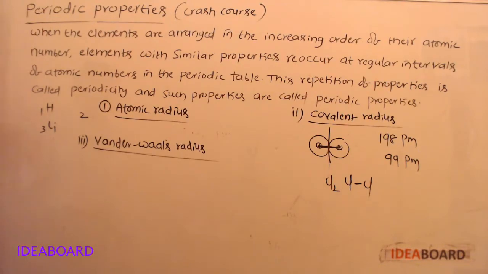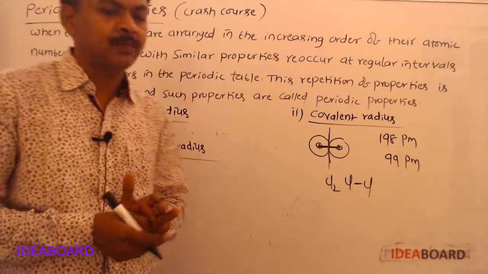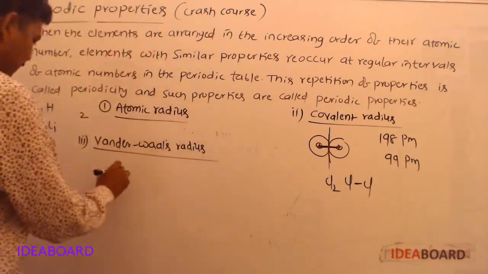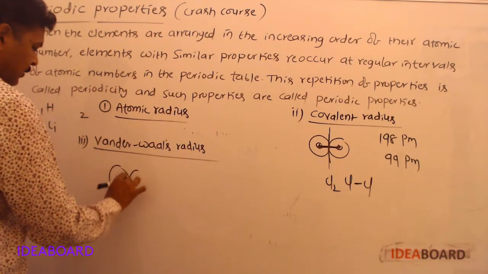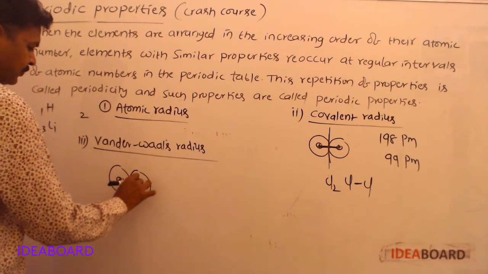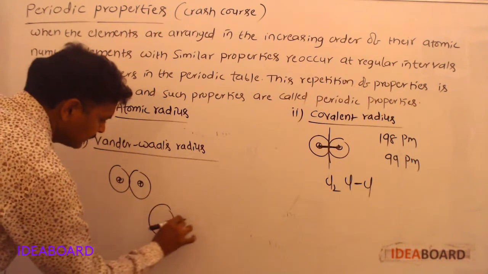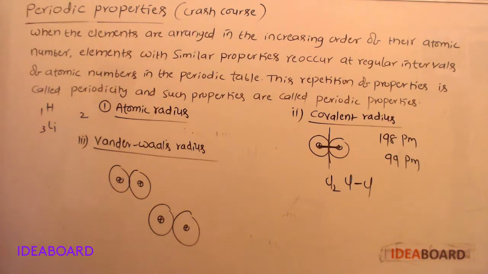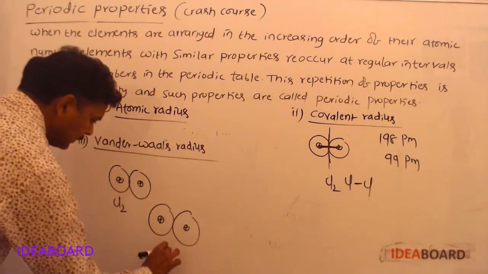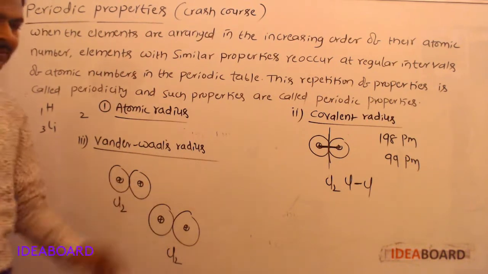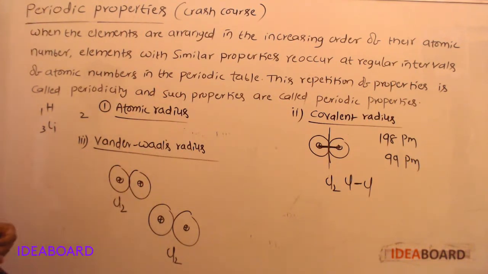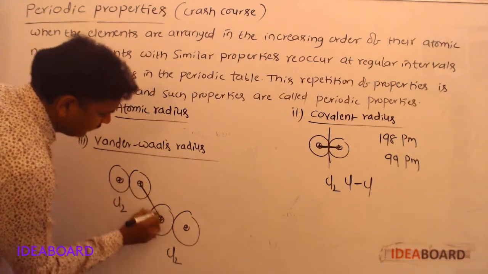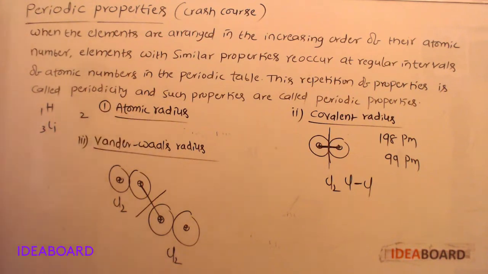Van der Waals radius. Between neutral molecules, there is a van der Waals force of attraction. If we take one Cl2 molecule, this is one Cl2 molecule, this is another Cl2 molecule, this is another Cl2 molecule. Between these molecules, there are weak intermolecular forces. Those are called van der Waals forces. Half of this distance is called van der Waals radius.